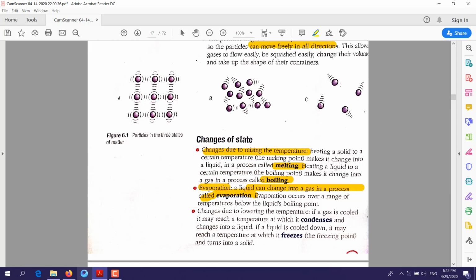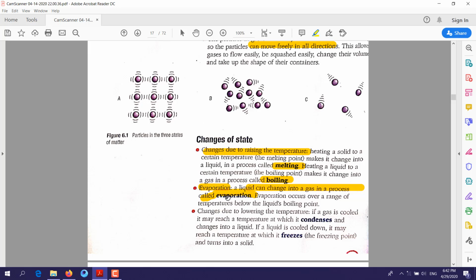But the difference between boiling and evaporation is the temperature. For a liquid to boil, the temperature of this liquid should reach a certain point. Let's say we are talking about pure water, it will reach 100 Celsius, and then it will start boiling. But evaporation could happen at any temperature.